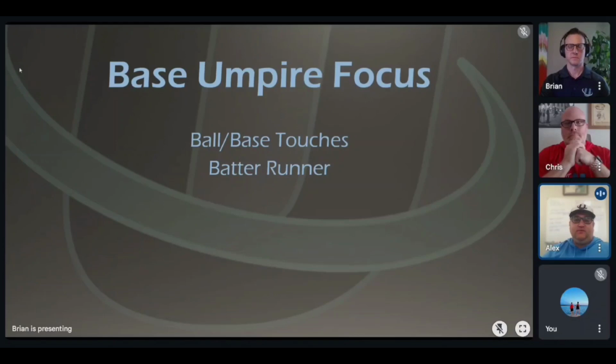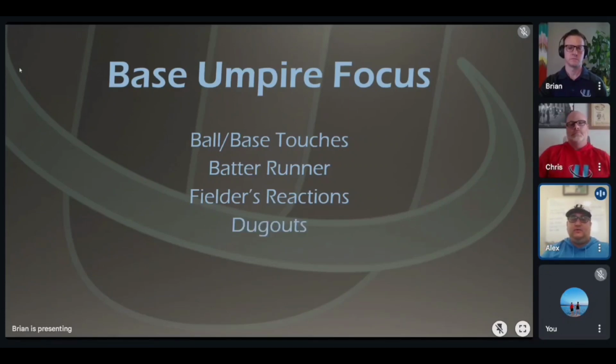And once we realize that we've satisfied our responsibilities for the play, then in the same manner that the plate umpire does, our attention is going to focus on the batter runner. The fielders' reactions, of course, are very important. How are they reacting to anything that the batter or other runners are doing? We want to observe those and use those in our decision-making process. Besides the players on the field, we obviously want to see how both dugouts are reacting to both the home run and then the actions of the other players on the field.